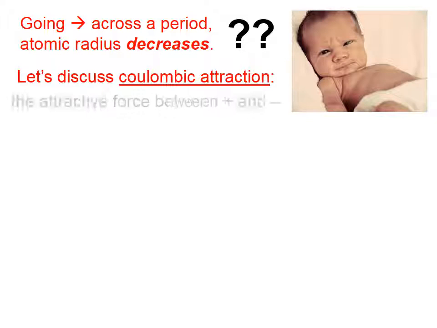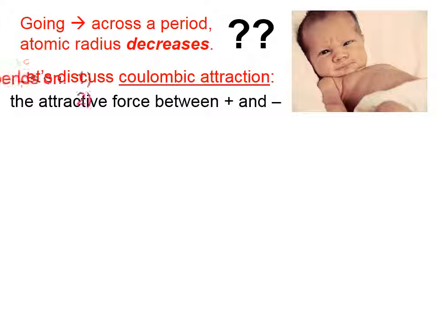So let's try to get our heads around this by discussing coulombic attraction, which is a very scary sounding term for something that's very simple. And that is that coulombic attraction is simply the attractive force between positives and negatives. Opposites attract.